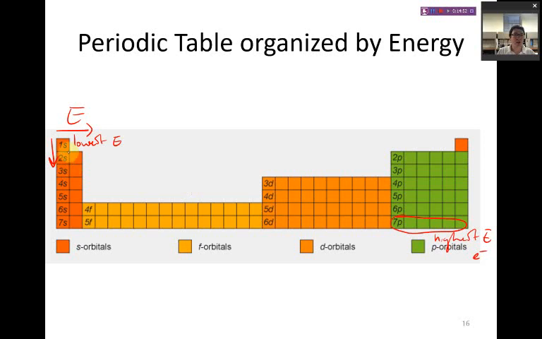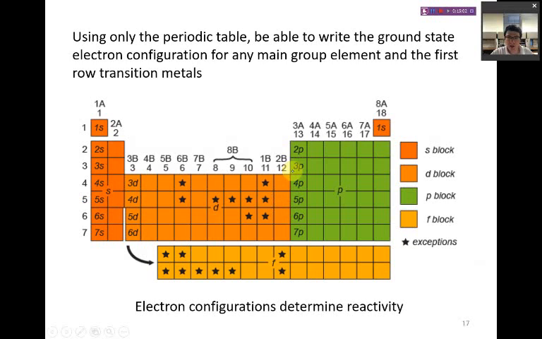This is one way to organize the periodic table. However, this is not the commonly organized fashion. Much more common is to look at the periodic table and to have moved this set of elements beneath it. In this case, we've put these elements, what we call the F block elements, beneath the periodic table. And now we can talk about the periodic table and its properties.